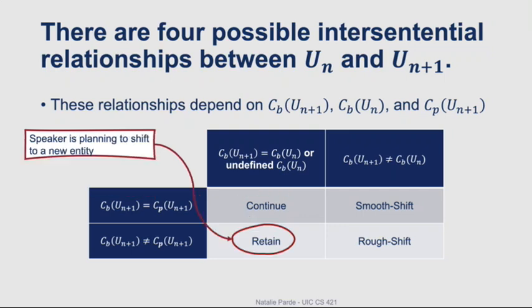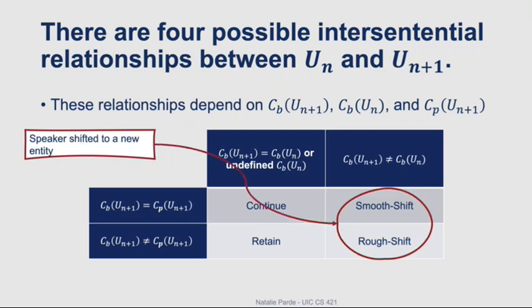On the other hand, if C sub b of U sub n plus 1 is equal to C sub b of U sub n, or if C sub b of U sub n is undefined, but if C sub b of U sub n plus 1 does not equal C sub p of U sub n plus 1, this means that the speaker has continued talking about the same entity, but that they are planning to shift to a new entity. This is a retained transition because the most salient entity from U sub n was retained.